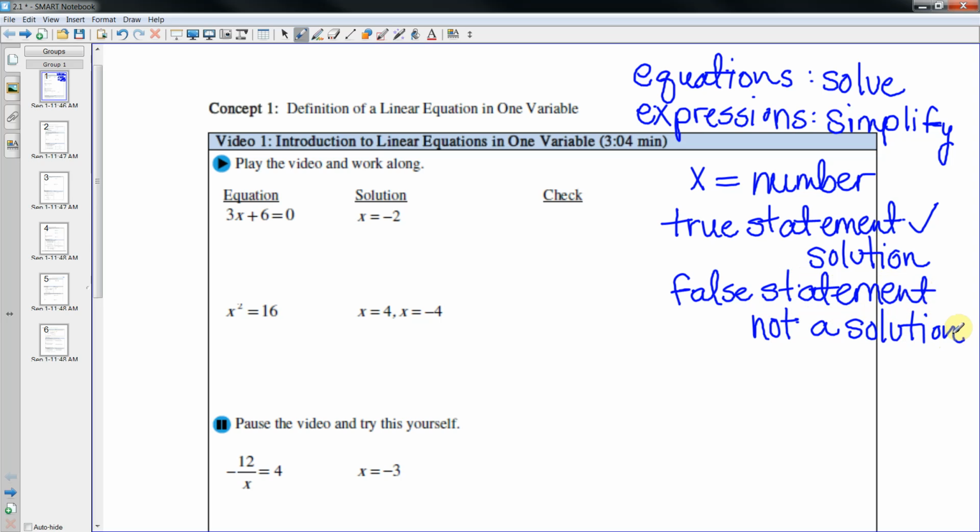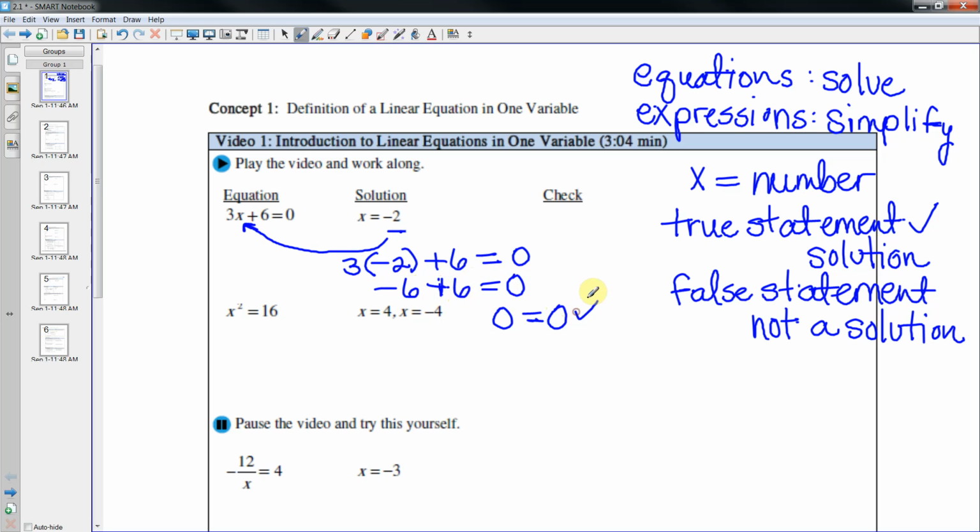So let's look at this example. 3x plus 6 equals 0. If I want to check x equals negative 2, I'm going to take negative 2 and put it in there for my x. So 3 times negative 2 plus 6, we're going to work that out and see if that equals 0. You've got to do order of operations, so multiply first. That would be negative 6 plus 6 equals 0. Negative 6 plus 6 is 0. So 0 equals 0. That works. So yes, x equals negative 2 would be a solution.